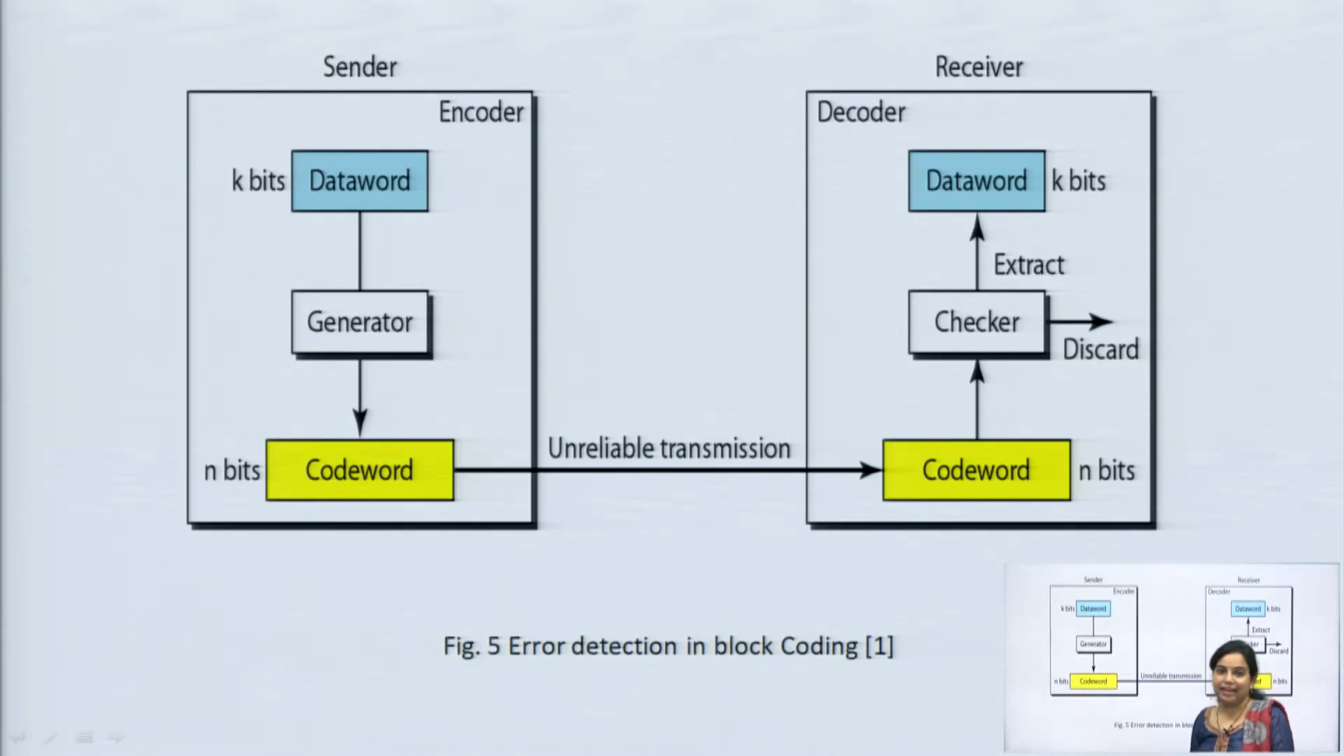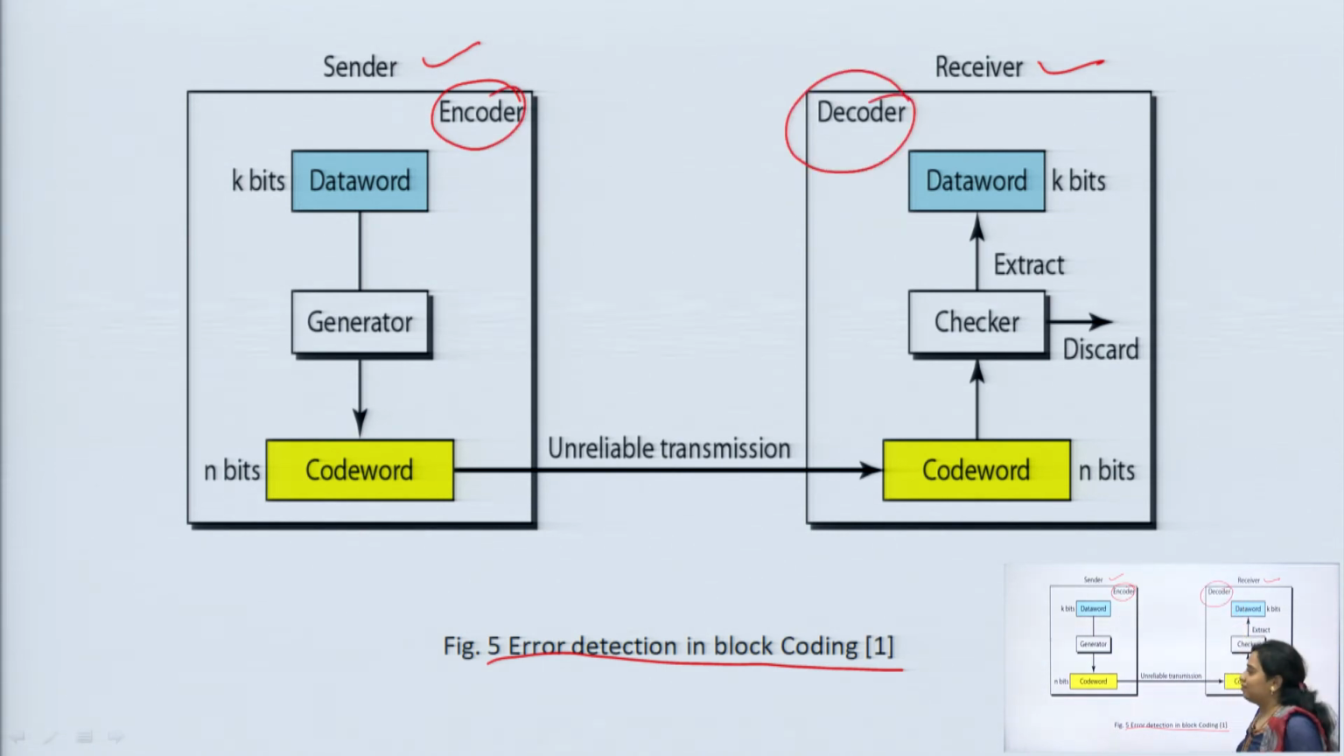Now, next is error detection in block coding. How will the error be detected in block coding? The same diagram is there, but you can see it is divided into bits, so this will be easier to understand. This is at the sender side, this is at the receiver side. An encoder is used at the sender side and a decoder is used at the receiver side.